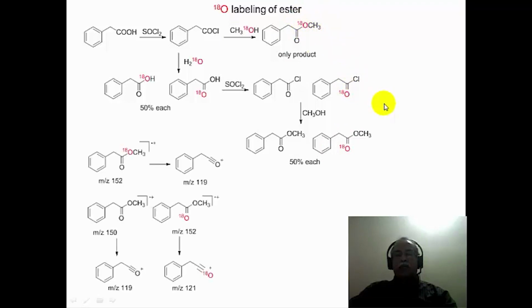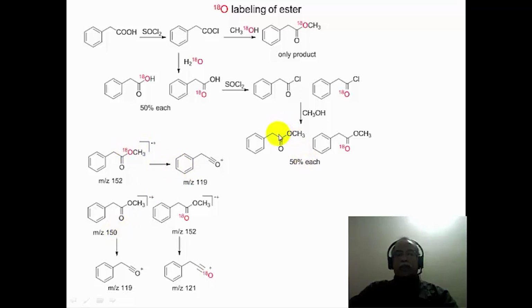How do we differentiate this labeling? By simply looking at the fragmentation pattern. The most prominent fragmentation of this particular molecule would correspond to the loss of methoxy radical to give an oxonium ion or the acyl cation of this type with the m/z value of 119, with the loss of the oxygen 18 isotope of the molecule during the fragmentation process.